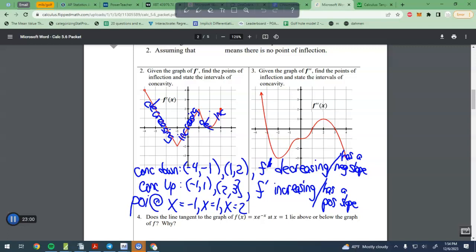But the slope of that is 0. So you got decreasing, increasing, and then nothing, and then increasing, and then nothing. So you'd say that goes down to -2.